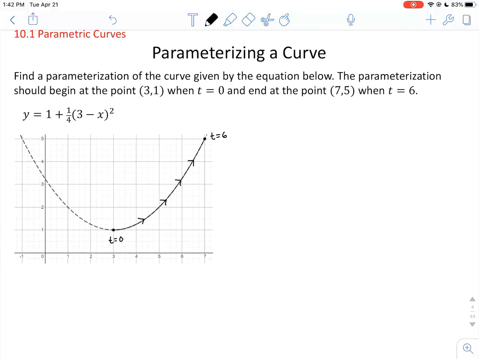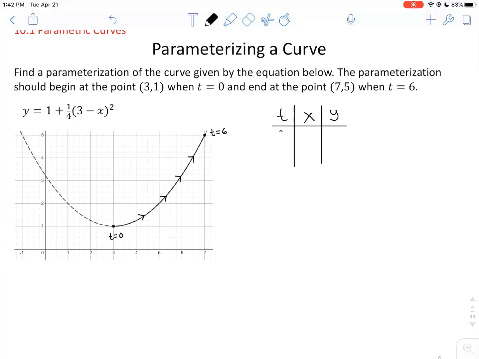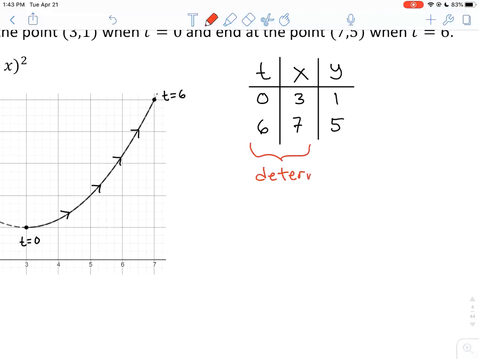So the table of points, we want this to satisfy. At time 0, we want x to be 3 and y to be 1. And by the time t gets to 6, we want x to have increased from 3 to 7, and y to have increased from 1 to 5. All right, what we're going to do is focus on making sure that x turned out correctly. We'll say determine x of t first.